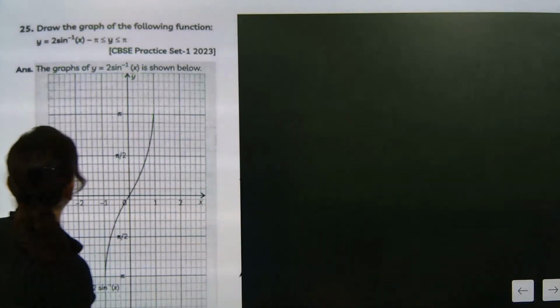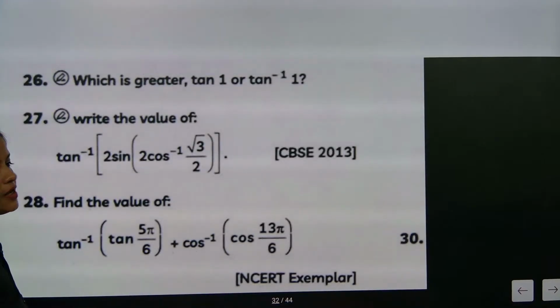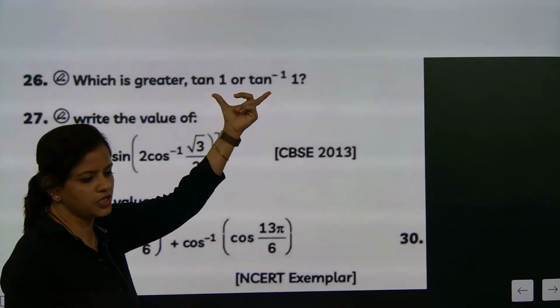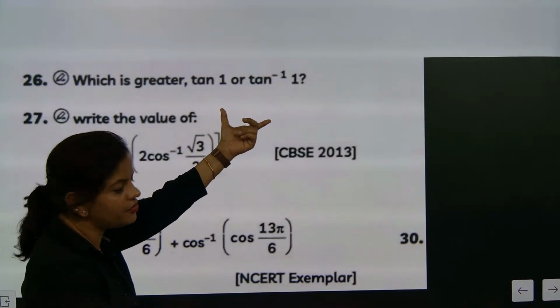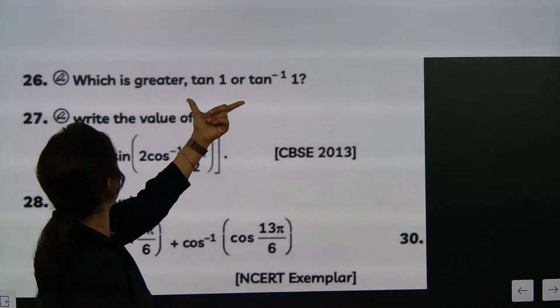Very good. So now look here, listen here. Again and again I am telling you, this morning itself I have solved this question. In the second video you will be finding tan 1 or tan inverse 1. See here also they have given this question.